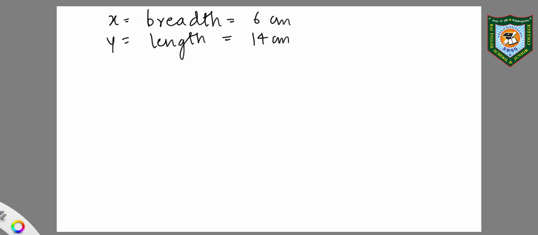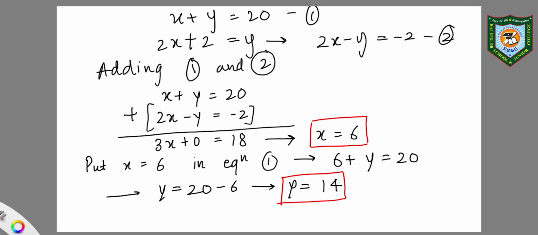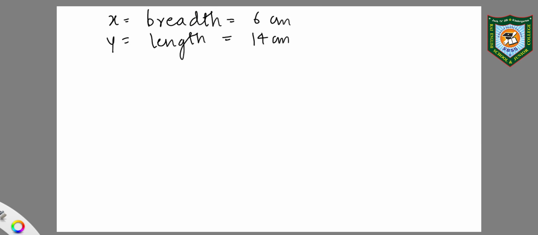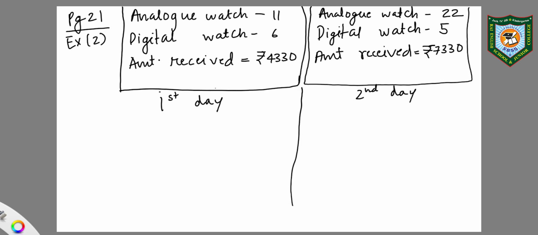In the textbook, they have used Cramer's rule to solve this particular question. However, I chose to use the elimination method because there was a plus y and a minus y in equation number 2, as we can see here, a plus y and a minus y, which just gets eliminated by adding both the equations. So here is my answer for example number 1. Now we'll move on to example number 2.